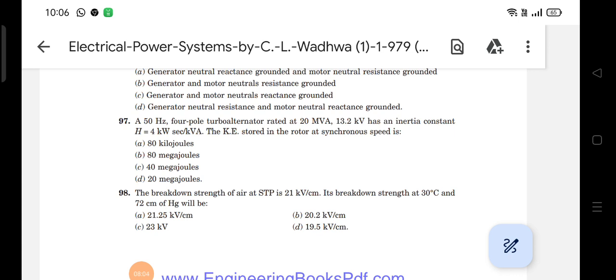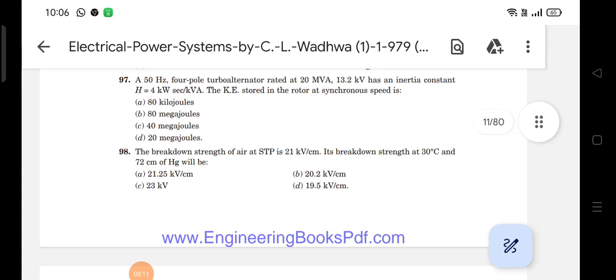Then 80 megajoules is the correct. That means 97th answer will be B. Next, the breakdown strength of air at STP is 21 kilovolt per centimeter. Its breakdown strength at 30 degrees centigrade and 72 centimeter of Hg will be?